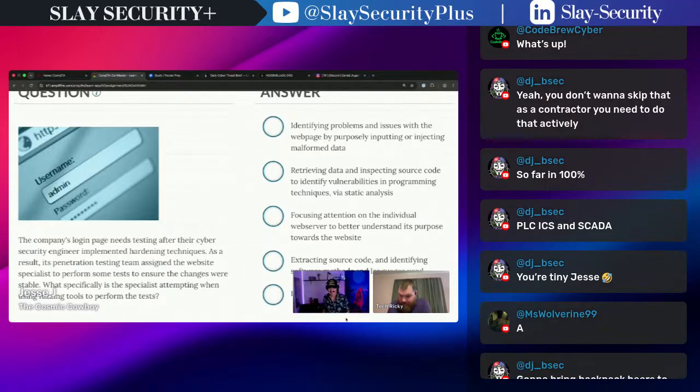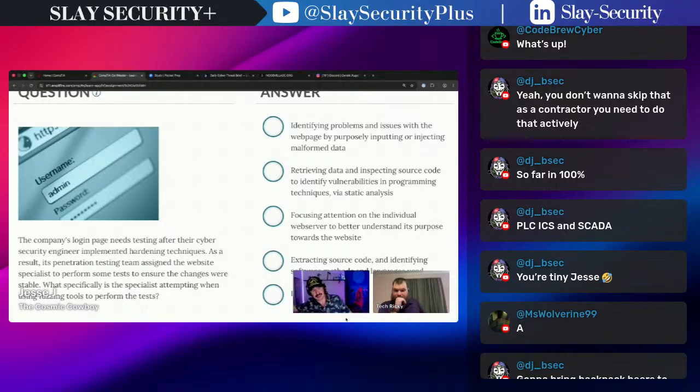The company's login page needs testing after their cybersecurity engineer implemented hardening techniques. As a result, its penetration testing team assigned the website specialist to perform some tests to ensure the changes were stable. What specifically is the specialist attempting when using fuzzing tools to perform the tests? Let's see. So they're doing fuzzing. Okay. Yep. So let's go from the bottom up.